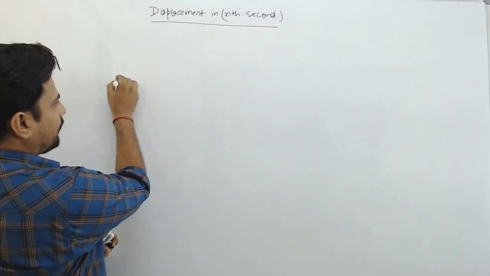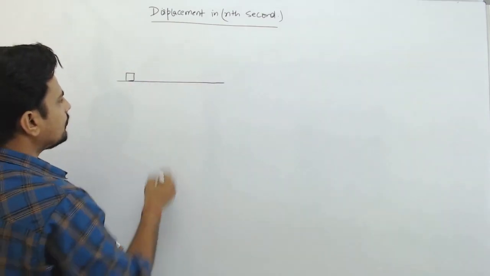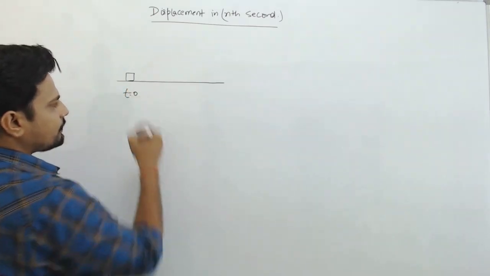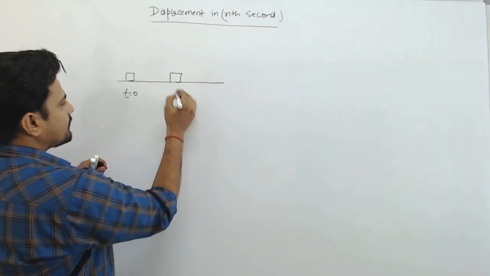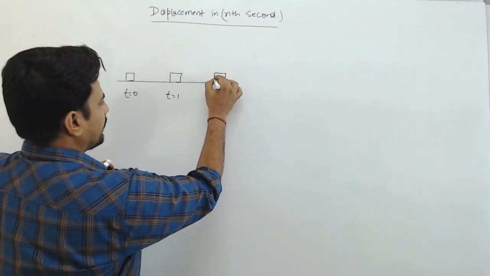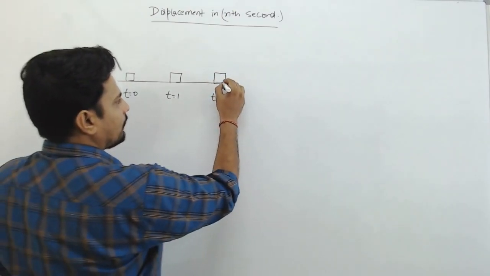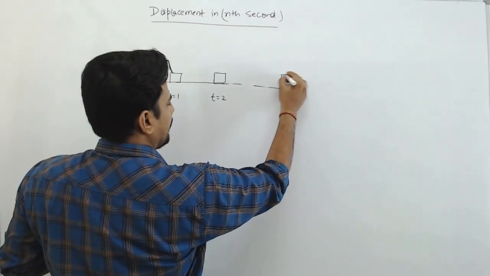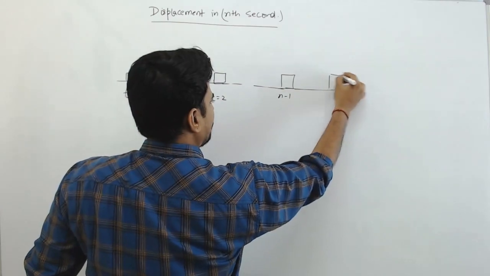Let's say I have a body which is moving. So let's say this is at time t equals 0, the body is here. Now, in 1 second, let's say the body has come here. So in 1 second, the body is here. In the next second, that is in time t equal to 2 seconds, the body is here. Likewise, let's say in n minus 1 second, the body is here. And in nth second, the body is here.